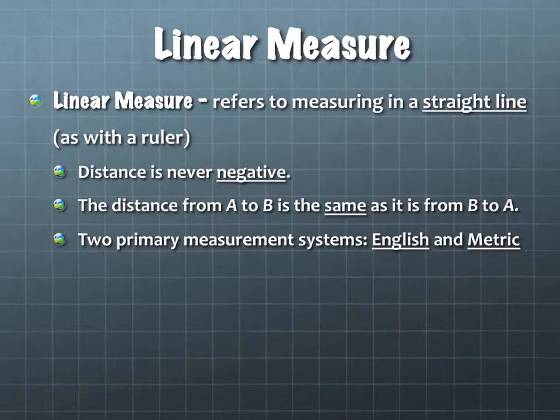A few facts that I know you know are that distance is never negative. The distance from A to B is the same as the distance from B to A. And that there are two primary measurement systems. English, sometimes called standard, or English standard.